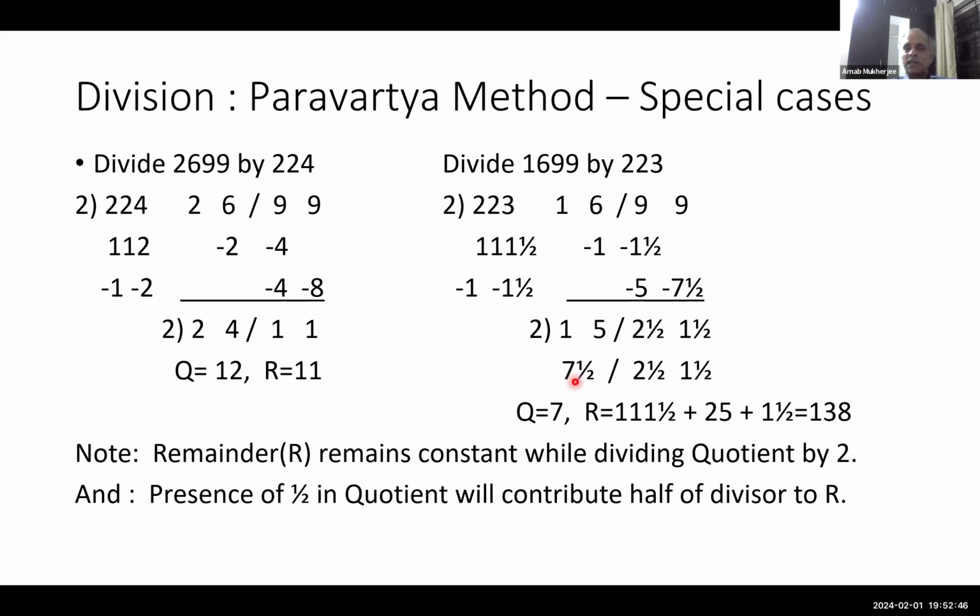But on the quotient side, it becomes half of the divisor. So in total, if we add, it is 138. So the quotient will contribute half. Is it clear, Siddharth?